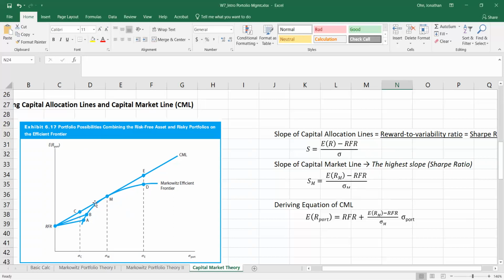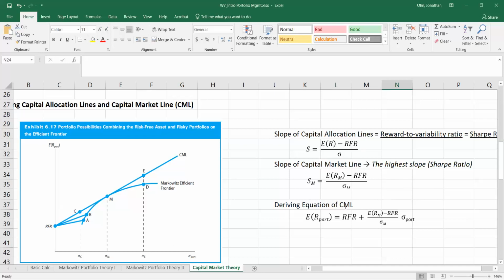So when you hit the market portfolio on the capital market line, this one has the highest slope, right? This measure is called the Sharpe ratio. The Sharpe ratio shows the relative performance of different portfolios. That's why it is widely used as a performance measure. Okay, so keep that in mind.